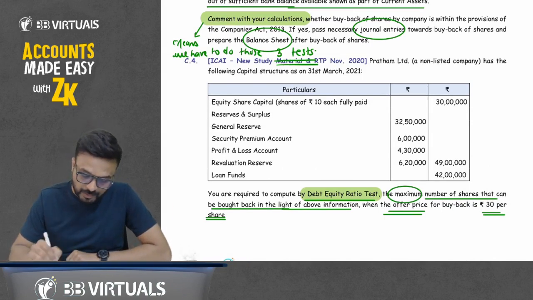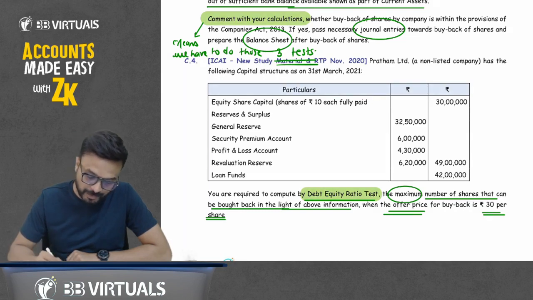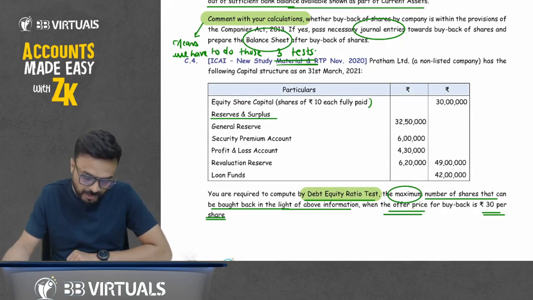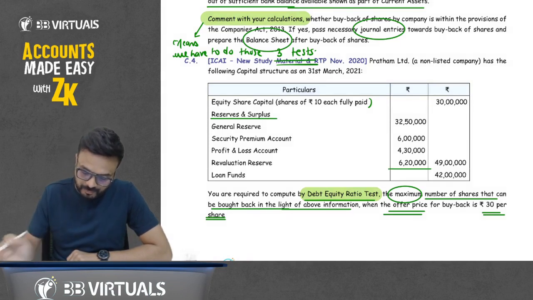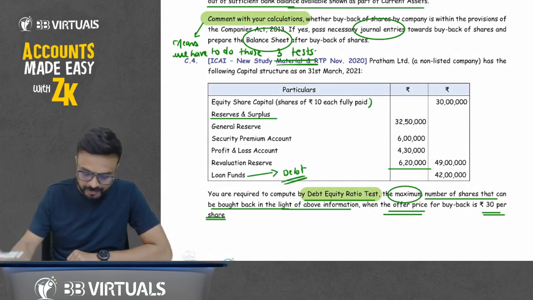Pratham Limited, a non-listed company, has the following capital structure as on 31st March 2021. Equity share capital, shares of rupees 10 each, fully paid, 30 lakhs. Then reserve and surplus: general reserve 32 lakh 50,000, securities premium account 6 lakh, profit and loss account 4 lakh 30, and revaluation reserve 6 lakh 20. Total reserve is 49 lakh, and loan fund means debt. Remember, loan funds mean debt.